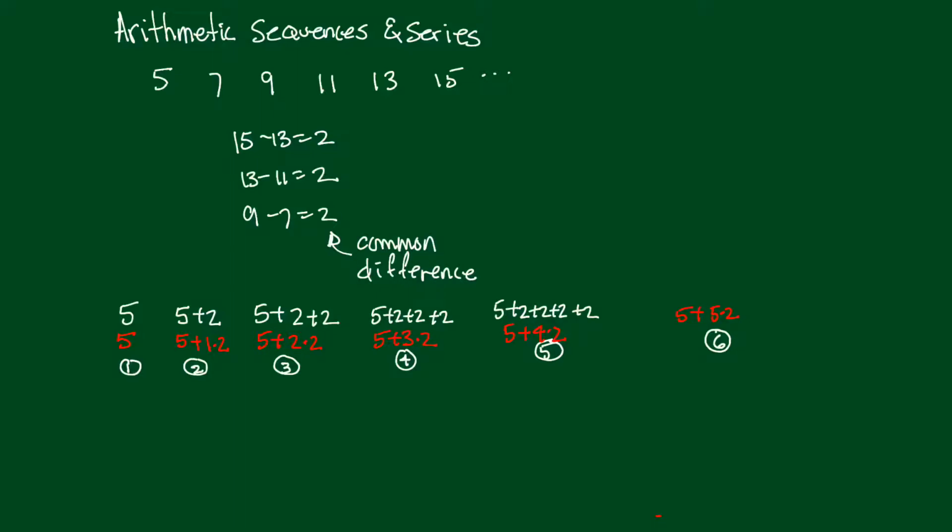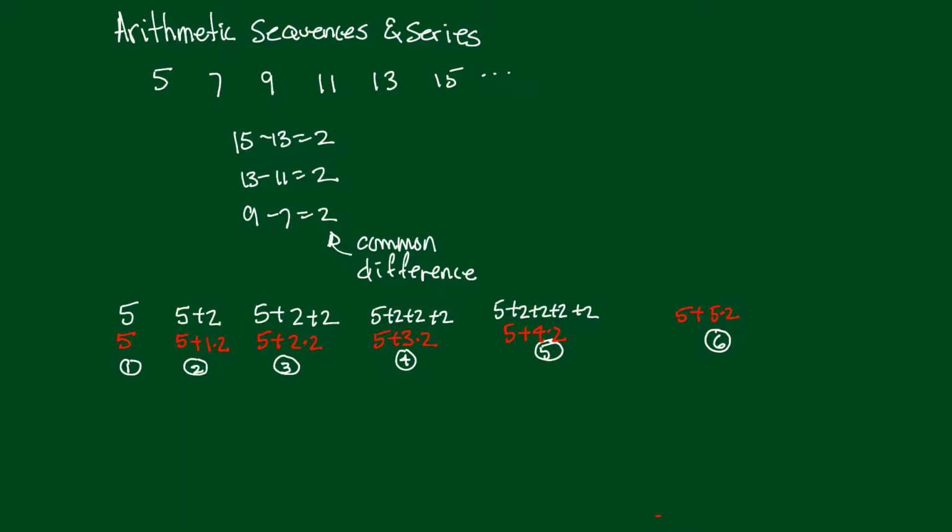So it looks like we start with a 5, and then we add how many 2's? 1 less than the term number, right? The term number is 6, we added 5. The term number is 5, we added 4. Term number was 4, we added 3. So I'll do this down here at the bottom left.